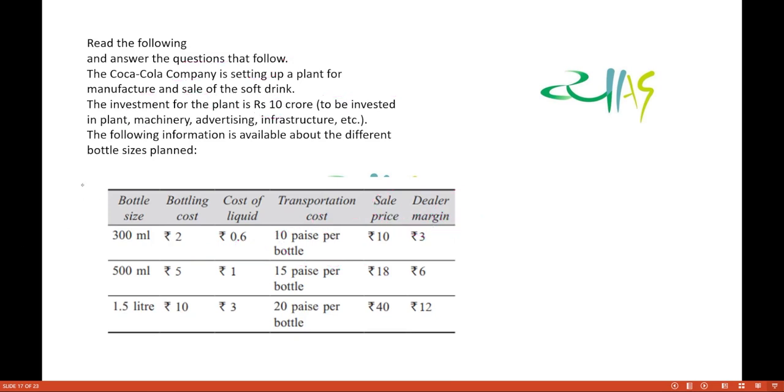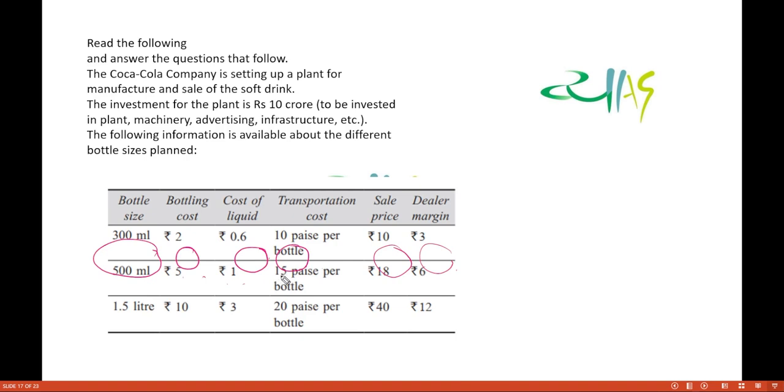Okay, so let us say now, look, we have this 300 ml bottle. Okay, and what is the bottling cost? 2 rupees. What is the cost of liquid? 0.6 rupees. Okay, what is the transportation cost? 10 paise per bottle. What is the sale price? 10, and the dealer margin is 3.